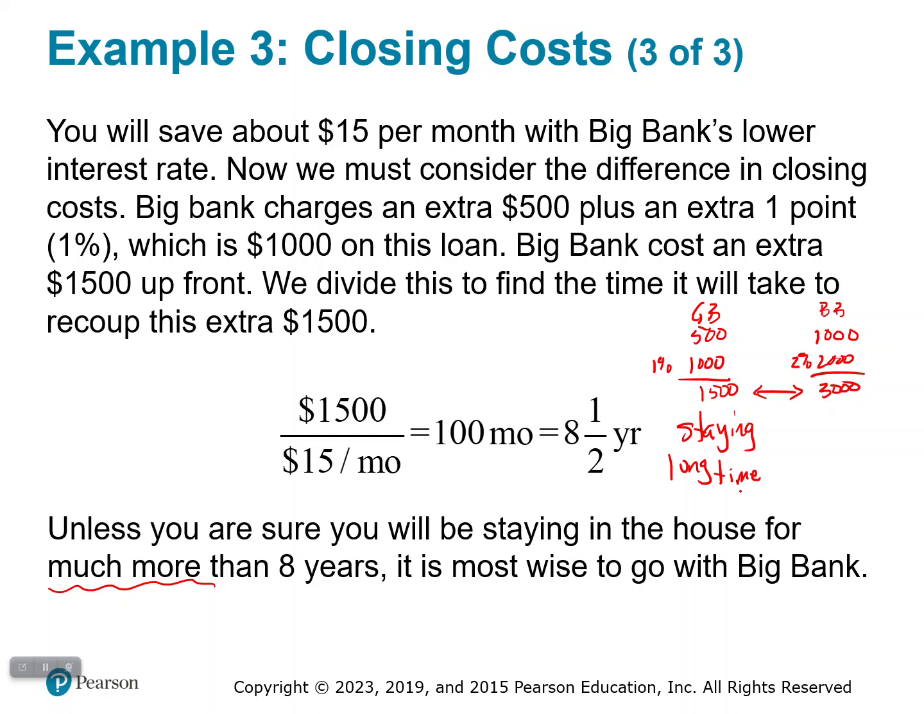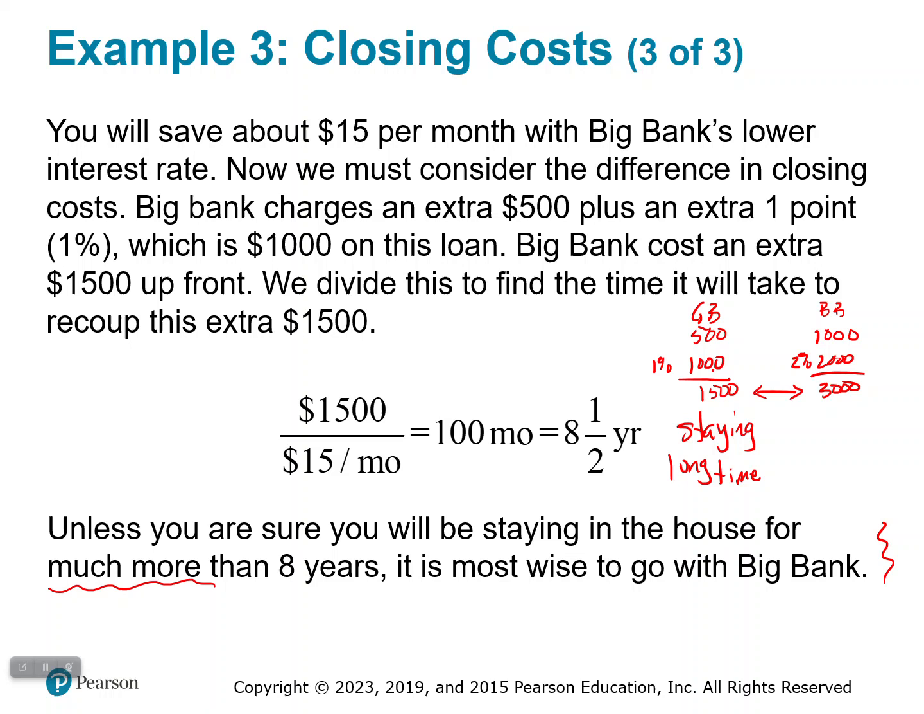Go with Great Bank. Oh my goodness, that's so not right. This sentence doesn't make any sense to me. I would go, here's my deal. If I'm going to flip it, I'm going with Great Bank.